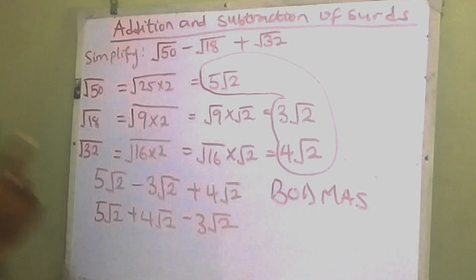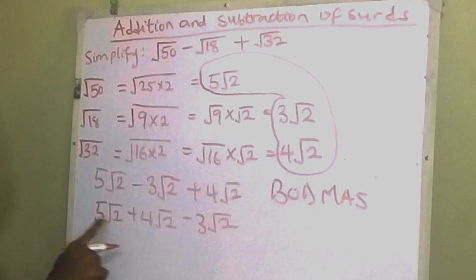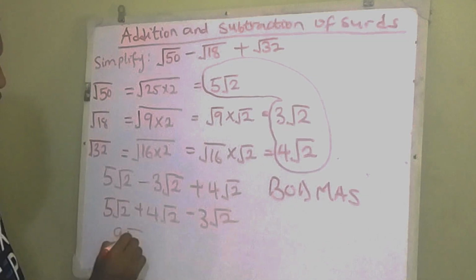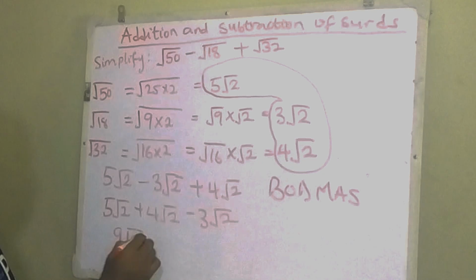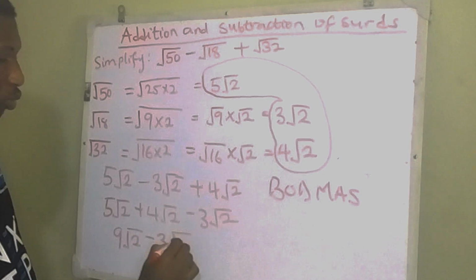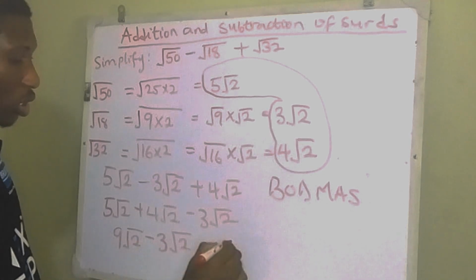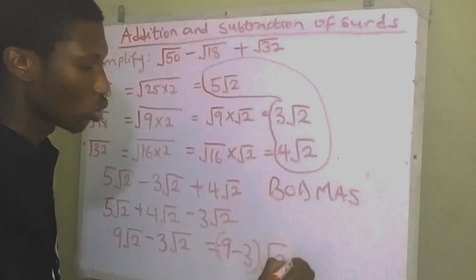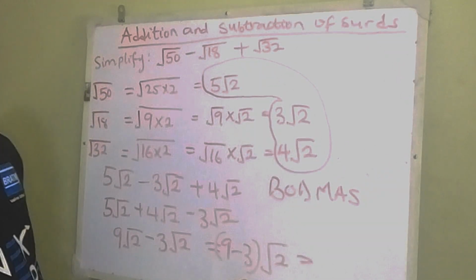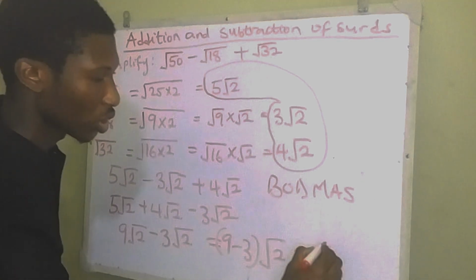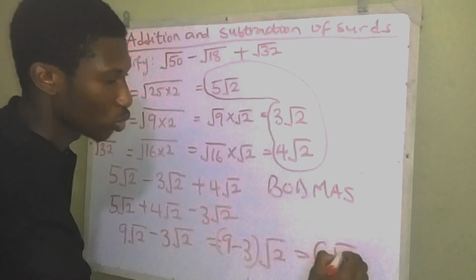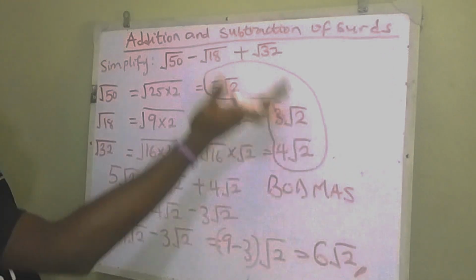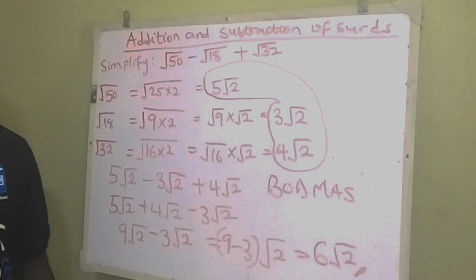And based on our addition rule that we stated, we'll add these two terms together. So it will be 5 plus 4, which is what? 9 square root of 2. Now minus 3 square root of 2. And our final answer will be what? 9 minus 3 square root of 2. And final answer will be 9 minus 3, which is what? 6 square root of 2. And this is our final answer. So this is the simplified version of this expression.